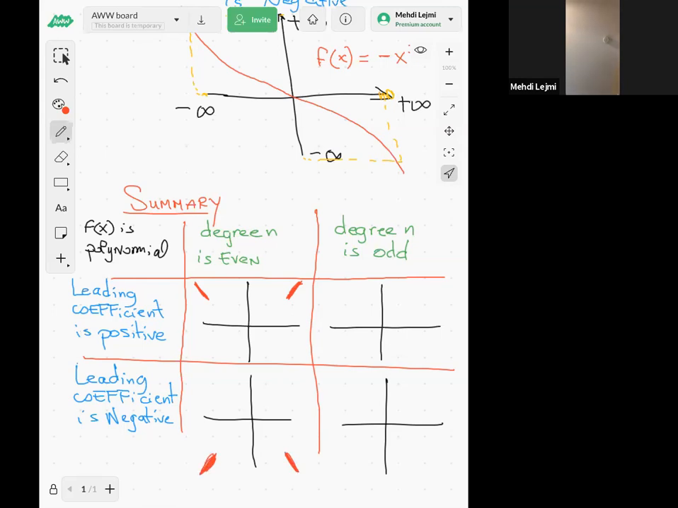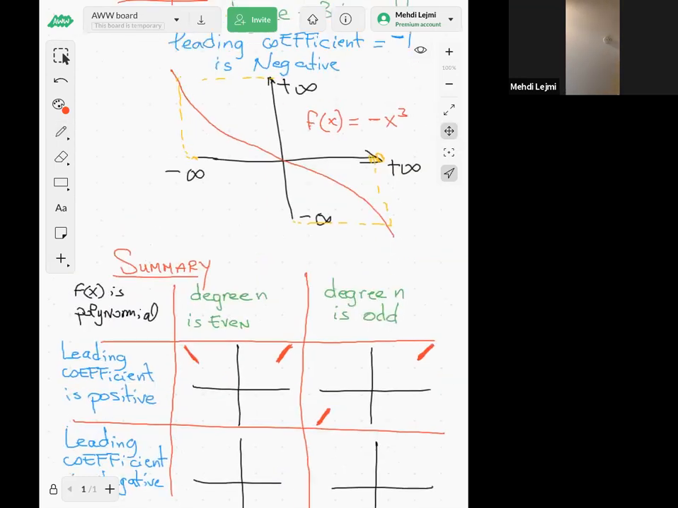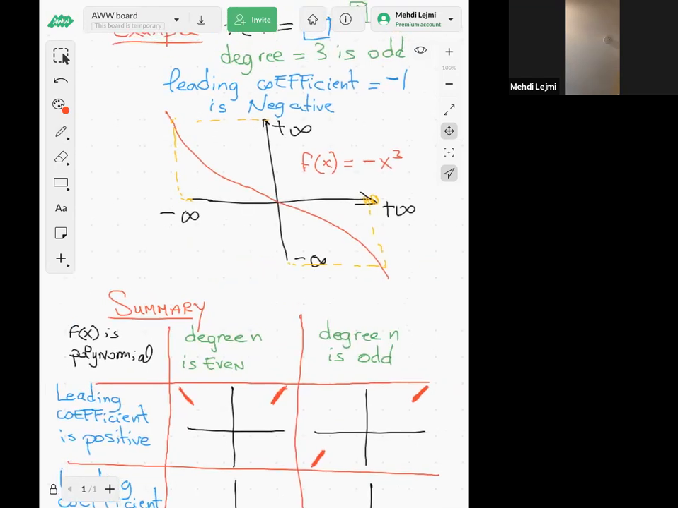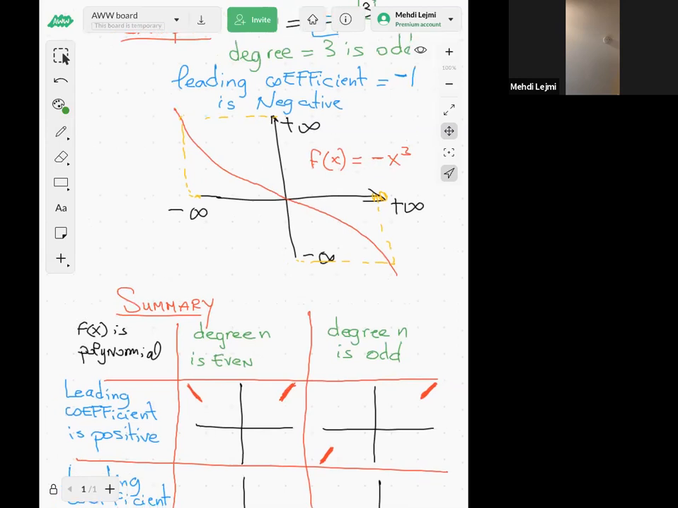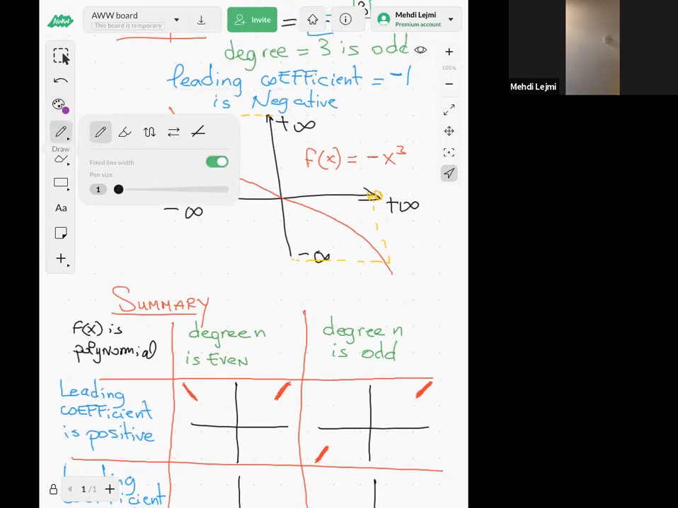Now, when the degree is odd and the leading coefficient is positive, like positive x cubed, at positive infinity you're going to have something like this here. X goes to positive infinity, then y goes to positive infinity. And when x goes to negative infinity, then the output goes to negative infinity. Now, last case, when the degree is odd and leading coefficient is negative, like negative x cubed. So at positive infinity, here's your graph, and here's your graph at negative infinity, right?